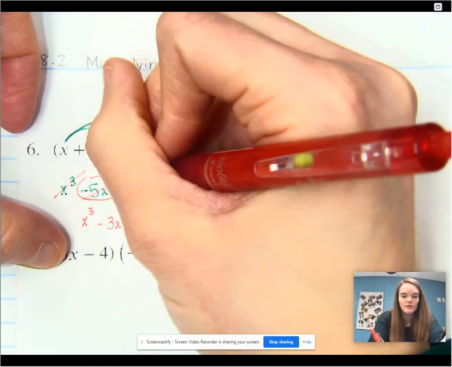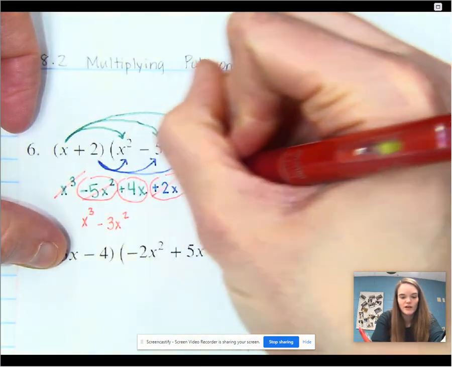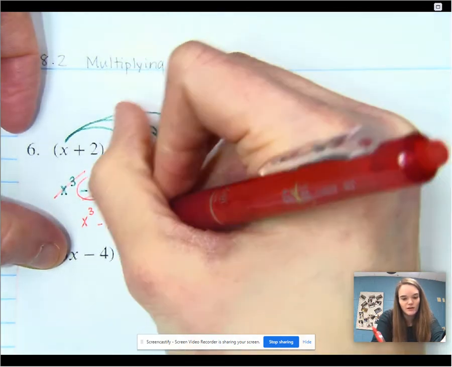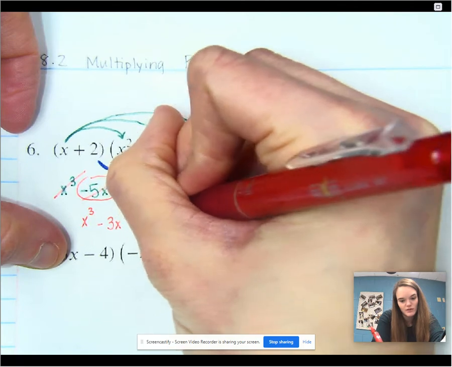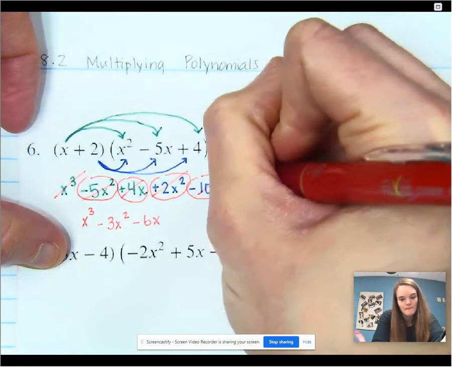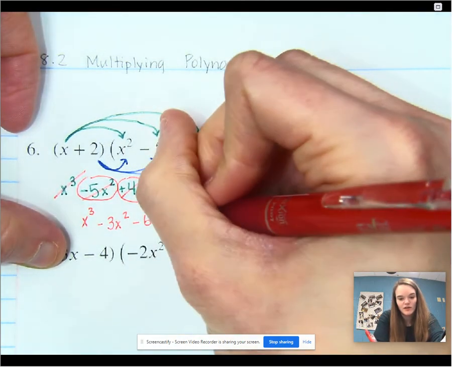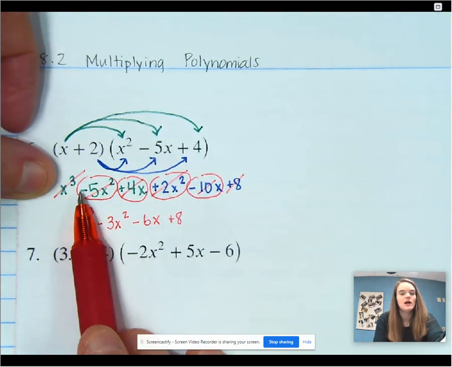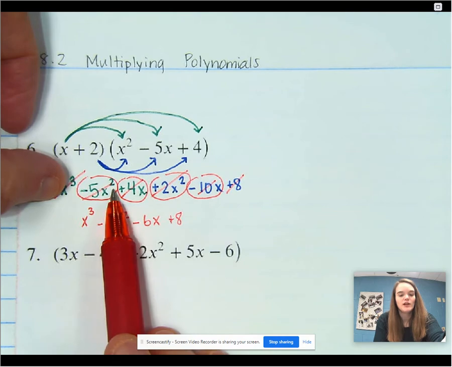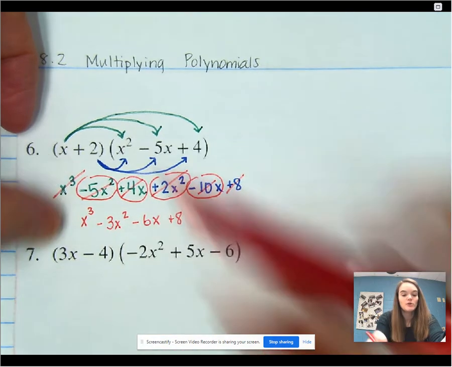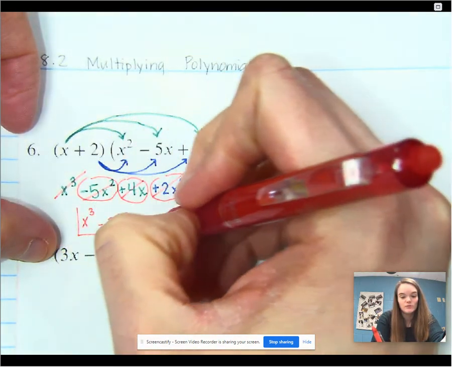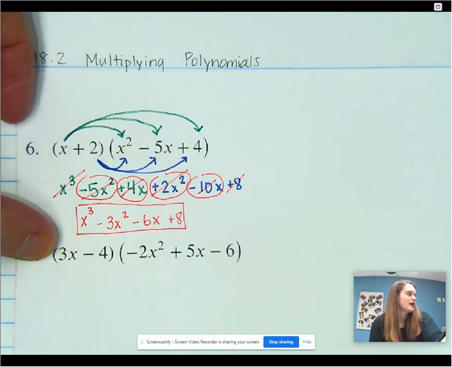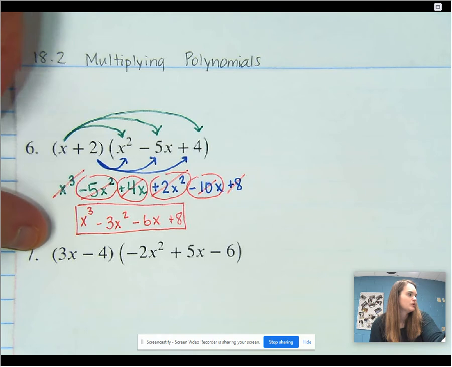Okay, the next one would be 4x. 4x has a like term with negative 10x. So 4 minus 10 is negative 6x. Okay, and 8 doesn't have a like term. We'll bring it down. Doing it where you get the biggest exponent, then the next one, then the next one, then the number, means that it's already in standard form, so I don't even have to worry about that. But there's my solution by multiplication. Remember, we're multiplying when we have these parentheses like this.